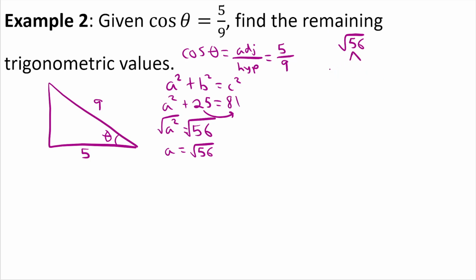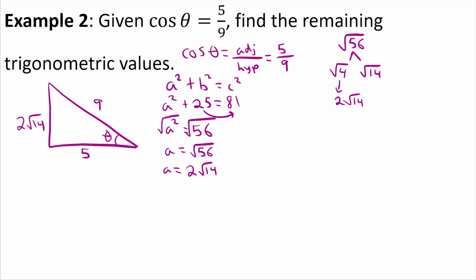And the best two numbers I can think of are 4 and 14, right? Now, 14 and 4 will just break down into 2 and 7. So they're both prime, but 4, on the other hand, square root of 4 becomes 2. So 2 square root of 14 is the square root of 56. And I'd rather leave it in its simplest radical form. So this missing side here is 2 square root of 14.